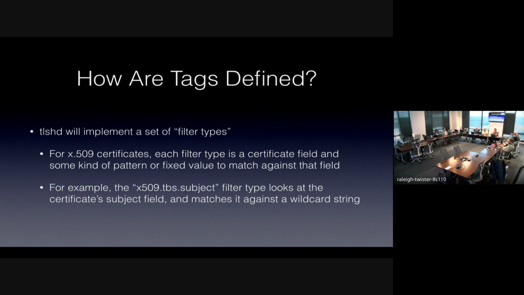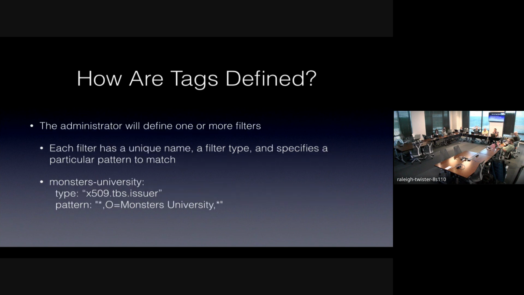That's a filter type, and then I can define a filter with that filter type, and specify a pattern, just a wildcard pattern, so that whenever it encounters, like in this example, a certificate that contains O equals Monsters University, then we could say that it's matched the Monsters University filter, because it looked at the issuer and it sees that the issuer is Monsters University.